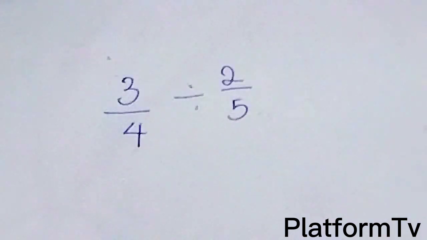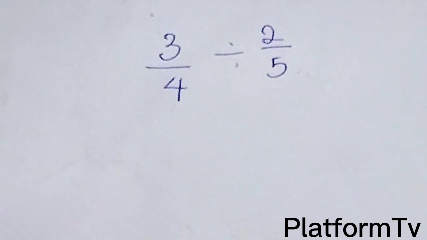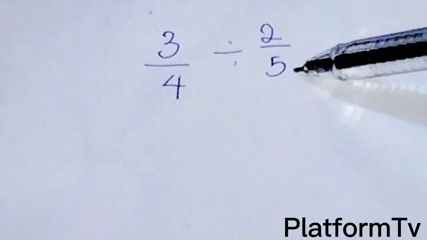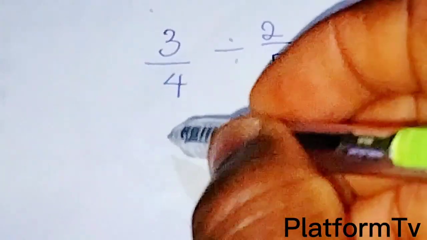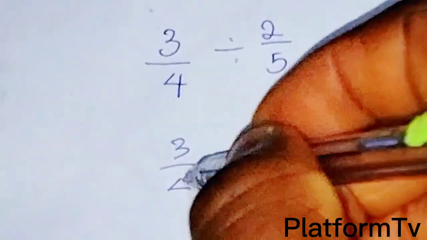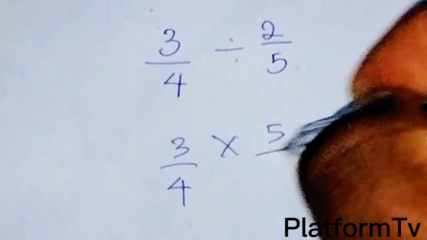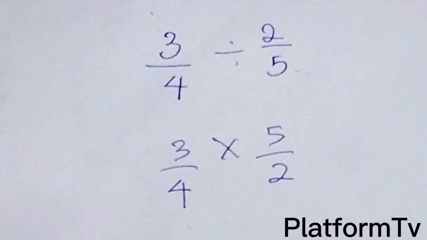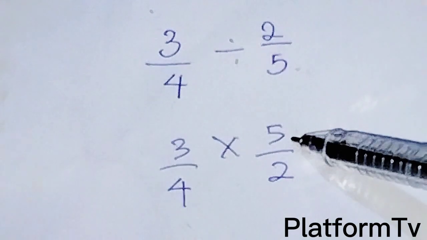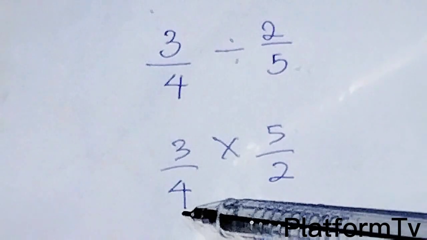Let's get started. So what happens now is that you just flip this, and it becomes 3 over 4 times 5 over 2. Once that is done, you can now multiply the numerators, that is 3 multiplied by 5, and the denominators will multiply each other, 4 and 2.